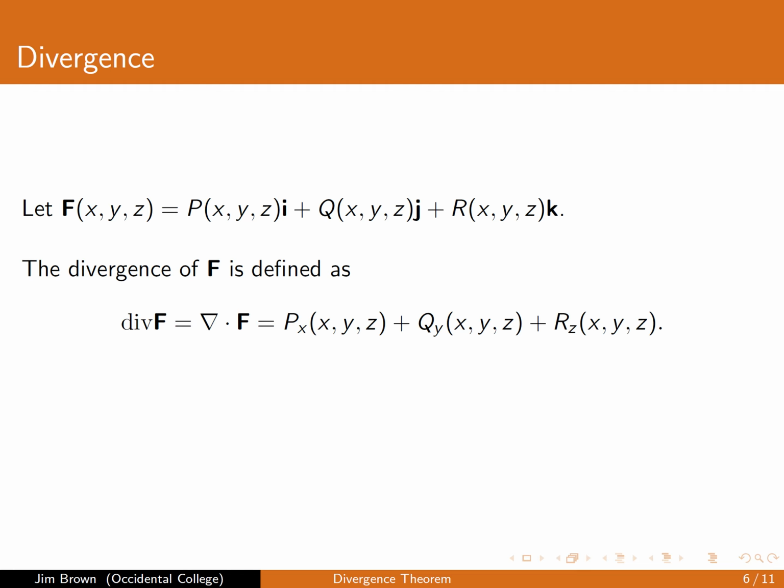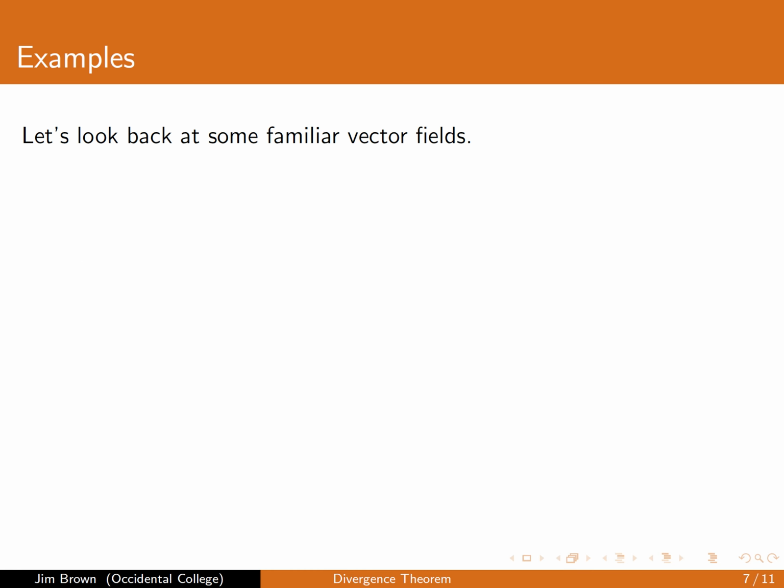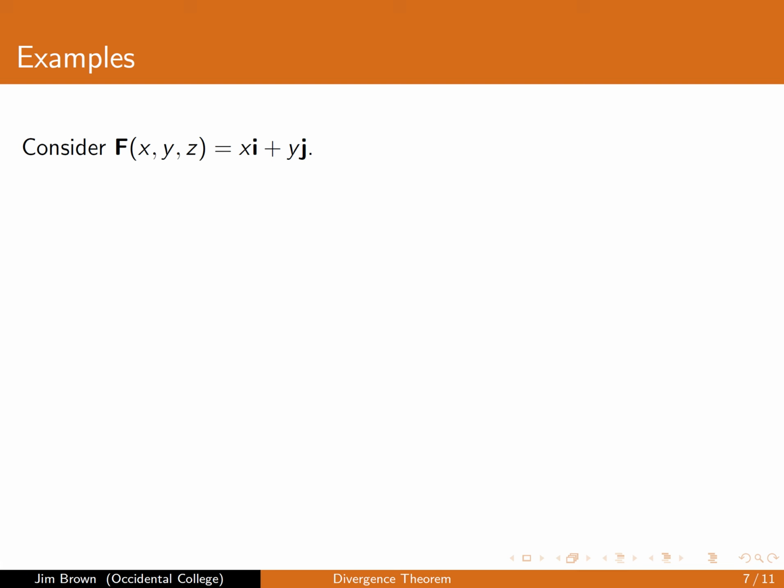The other thing to notice is that this gives us a scalar. When we took the curl, we got a vector out of it. In this case, we just get a scalar. What this divergence measures is how much our vector field is spreading out. We're going to illustrate this with several examples of vector fields we have already looked at, and then maybe another new one as well.